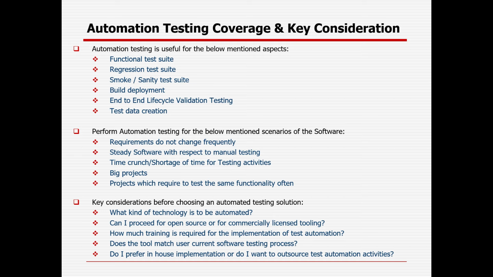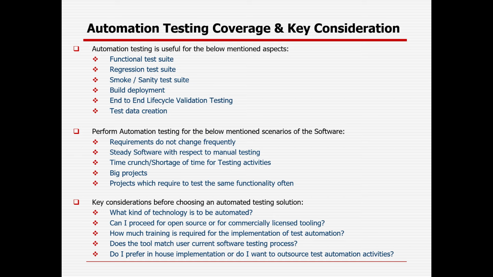Then, a few key considerations you need to weigh before choosing an automation testing solution. What kind of technology is to be automated? What different kinds of functionality will you be automating? Can you proceed with an open source tool or a licensed tool? How much training might be required for implementing the framework? Does the tool match your current software testing process? Or would you prefer an in-house tool that is already developed? All of this you need to consider before choosing any automated testing solution. Solution means your tool, the corresponding framework, different reporting patterns, and CI/CD, that is continuous integration and continuous delivery, and all this stuff.